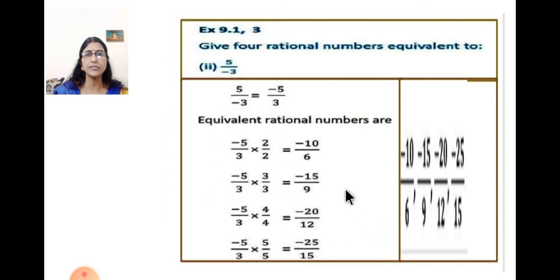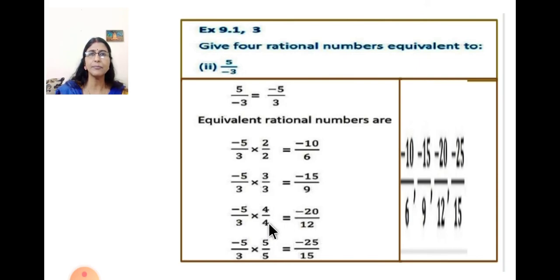Now one more question, question number 2, that is 5 upon minus 3. So 5 upon minus 3 can also be written as minus 5 upon 3. We'll bring the negative sign to the numerator. Then, by the same method, we'll multiply numerator and denominator by 2. You can see here, you will get minus 10 upon 6. For the second one, both numerator and denominator are multiplied by 3, so you'll get minus 15 upon 9.